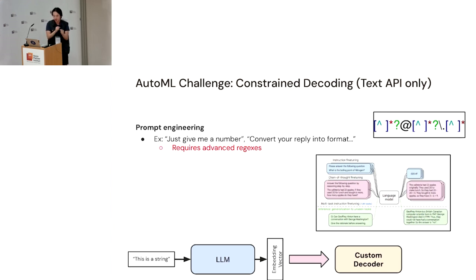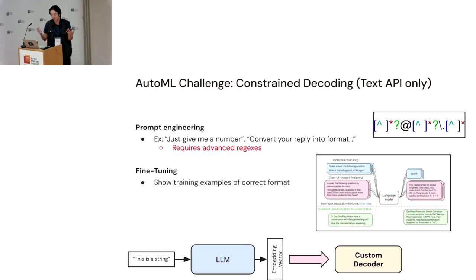Because you're dealing with hardcore numeric optimization. There are other ways, such as fine-tuning, where you just try your best to show training examples of the correct format, right? This is only going to work if you have access to the LLM itself, which is sometimes billions of parameters. So this might not be the most practical thing, but if you do have access to the entire model, you could do this.